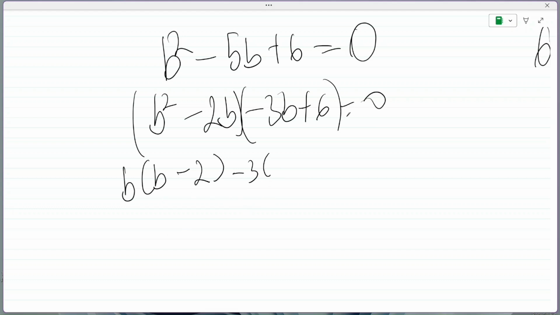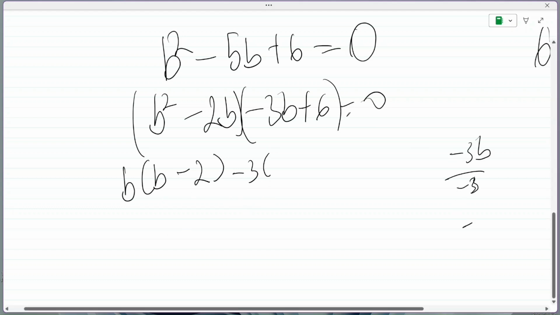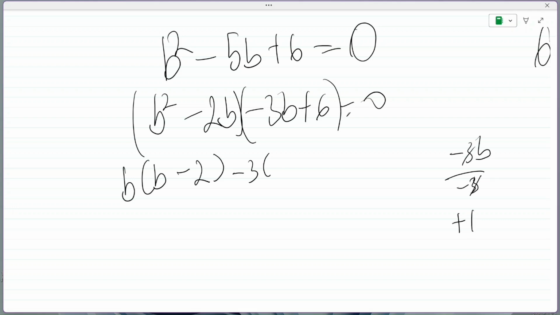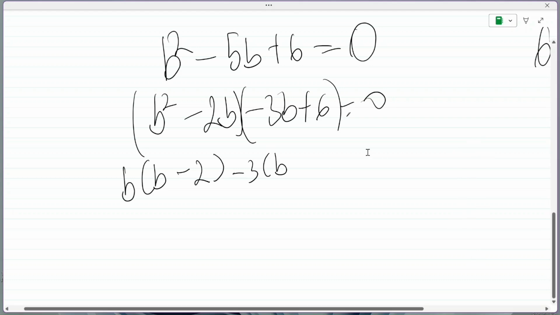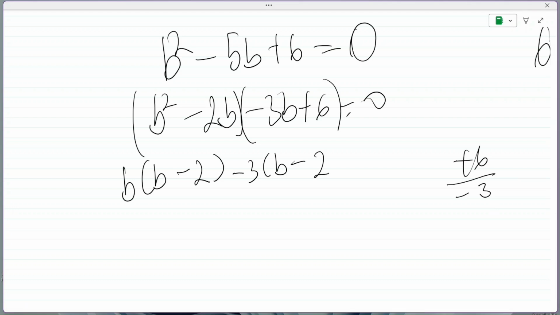We open our brackets. Negative divided by negative is positive. 3 in 3, 1. Then you have your b. So you have plus 1b, or you can say b. So you have b here. Then minus 3 in plus 6. You have plus 6 over minus 3. Positive divided by negative is negative. Then 6 divided by 3 is 2.